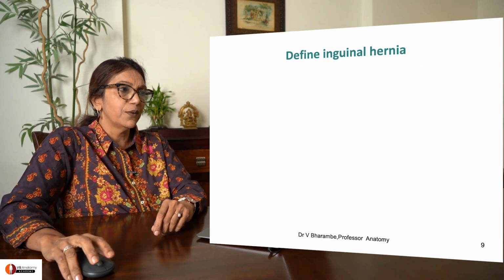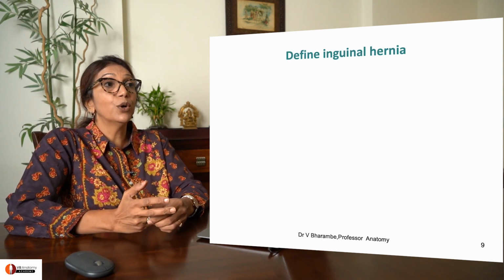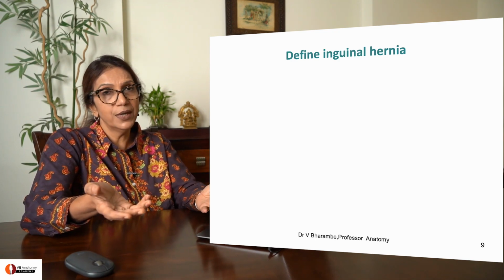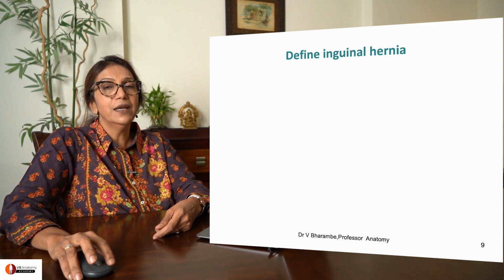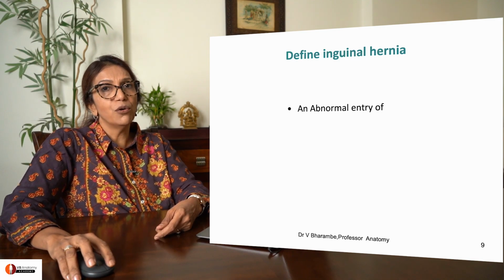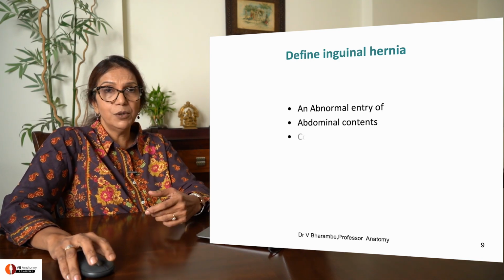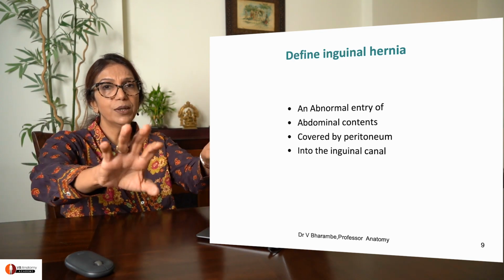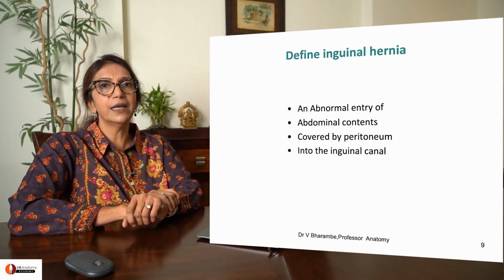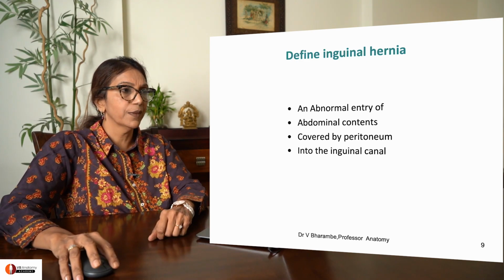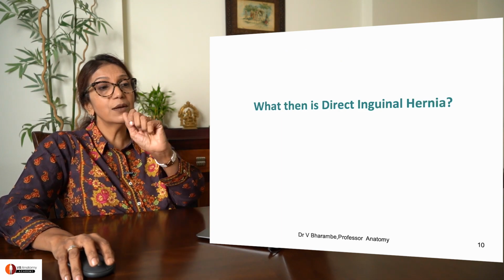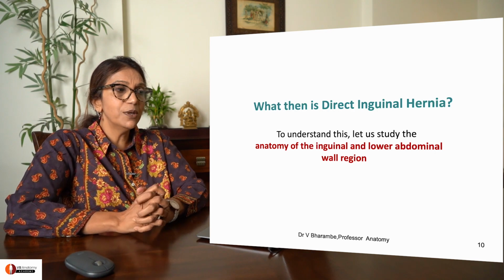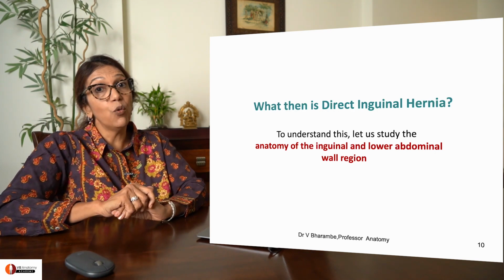Define inguinal hernia. If you're talking about direct inguinal hernia, so what is inguinal hernia? You should know. Inguinal hernia is an abnormal entry of an abdominal content covered by peritoneum into the inguinal canal. It does not have to pass through and through. It just enters into inguinal canal. You call it inguinal hernia. Then what is direct inguinal hernia? To understand this, let us study anatomy of inguinal and lower abdominal wall region.